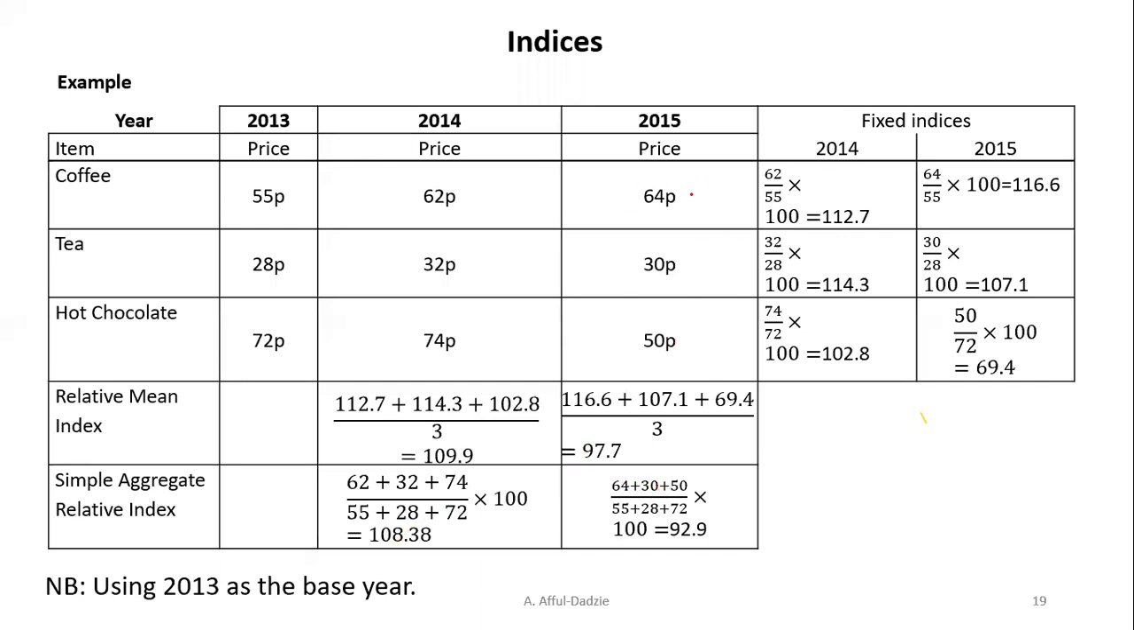Okay, so if we are also interested in 2015, we do the exact same thing. You sum all the current prices as at 2015, and you divide by the sum of the prices at the base period, which is 2013. You multiply by 100, and we have this.